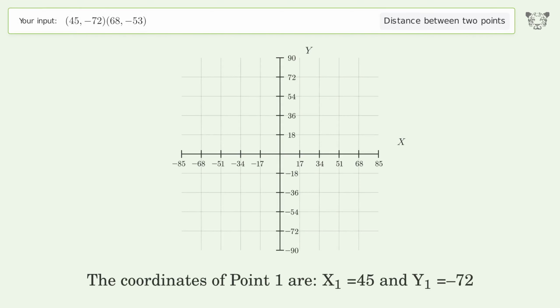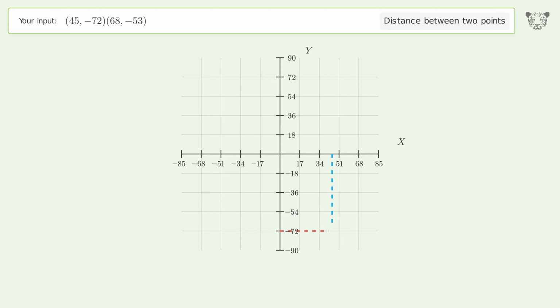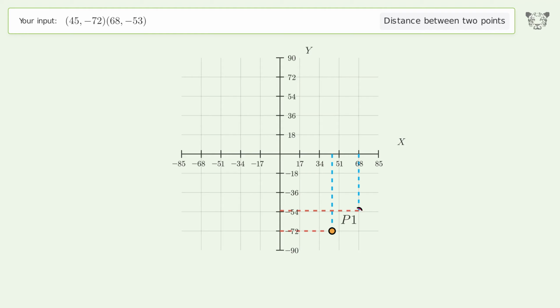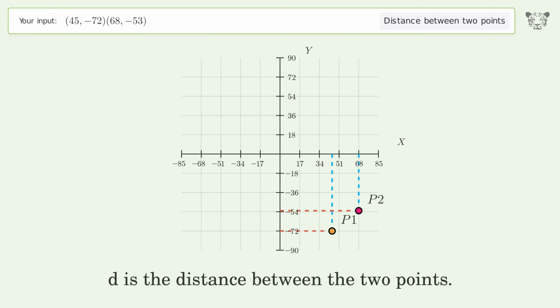The coordinates of point 1 are, x1 equals 45 and y1 equals -72. The coordinates of point 2 are, x2 equals 68 and y2 equals -53. D is the distance between the 2 points.